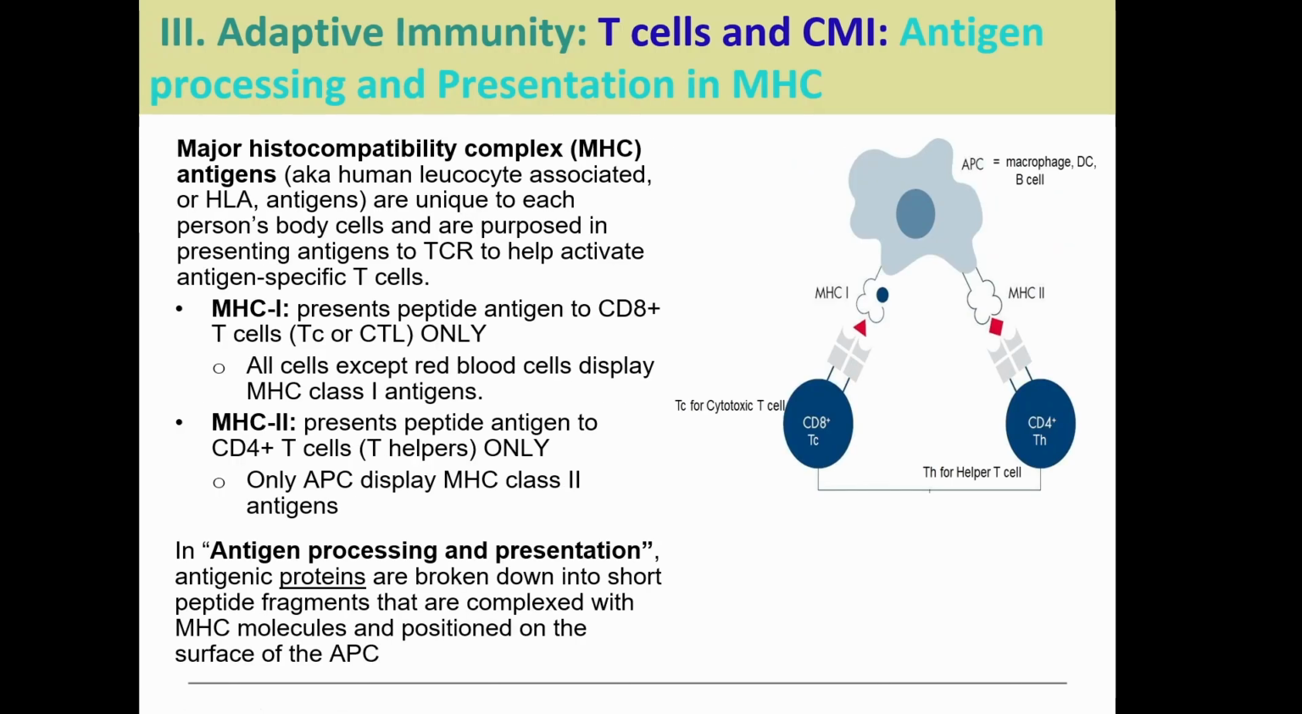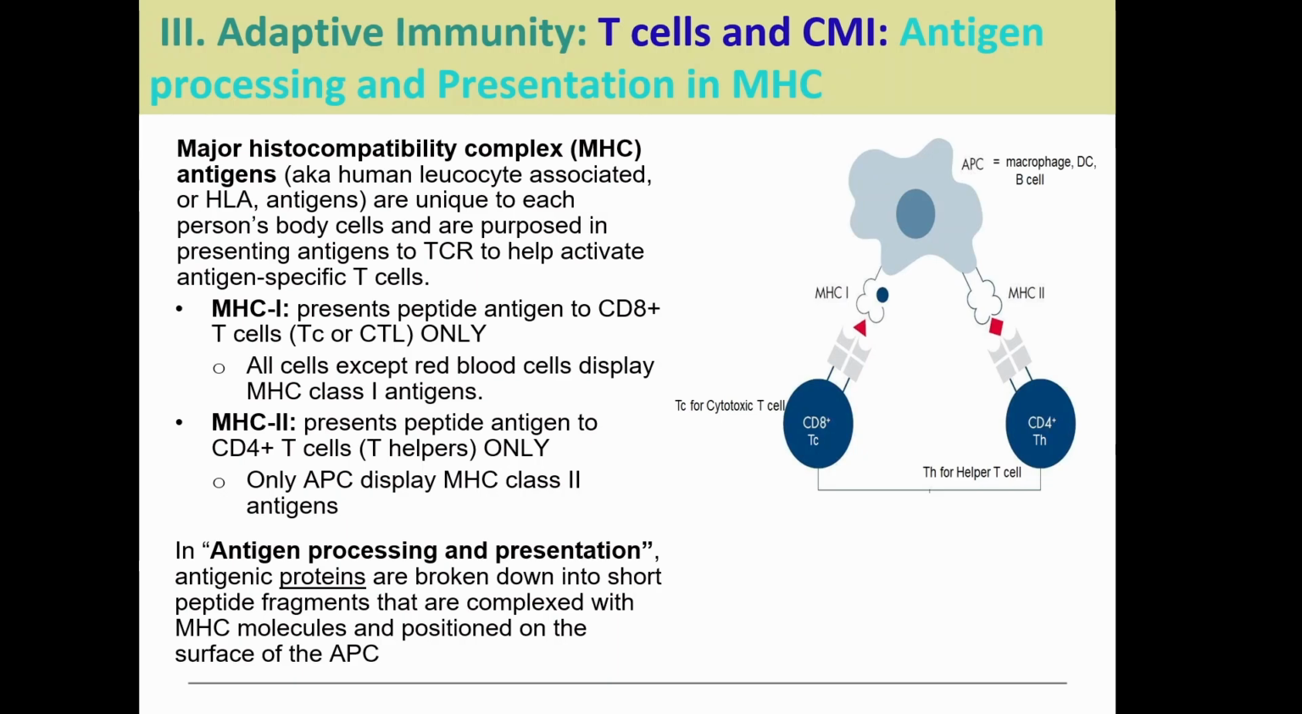You heard me mention in the previous slide, major histocompatibility complex. What the heck is that? The major histocompatibility complex is also known as the human leukocyte-associated antigen, or HLA. These are unique to you, unique to your immune system. There are a lot of different versions of this, and your unique combination of them is what makes your immune system unique. It's also why tissue transplants can be difficult, because everyone has a slightly different combination of these antigens.